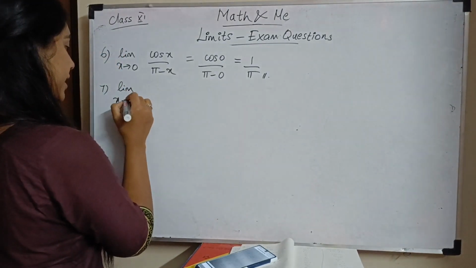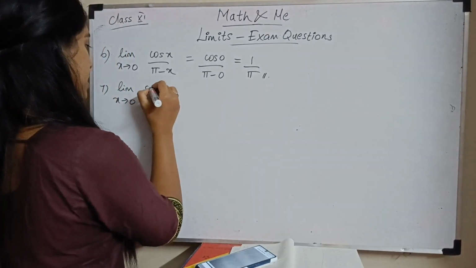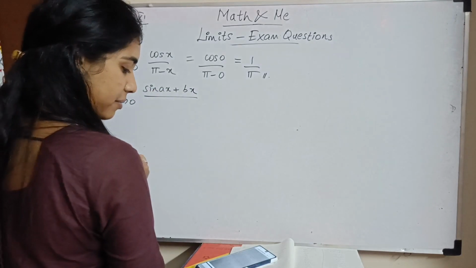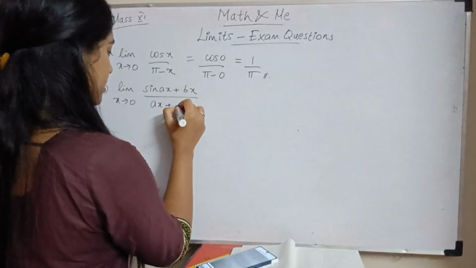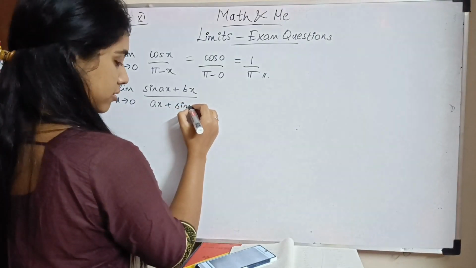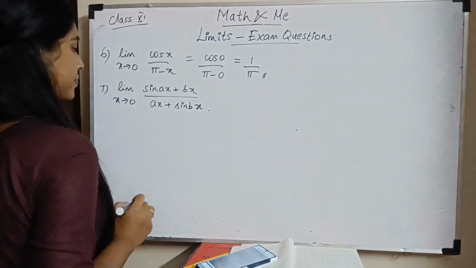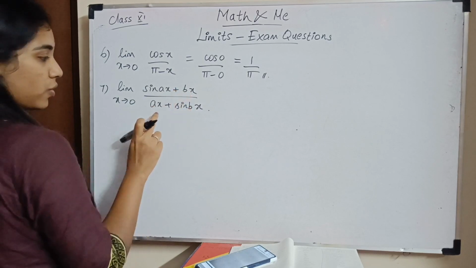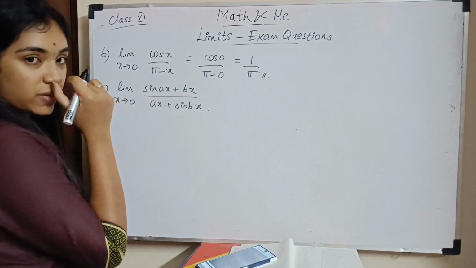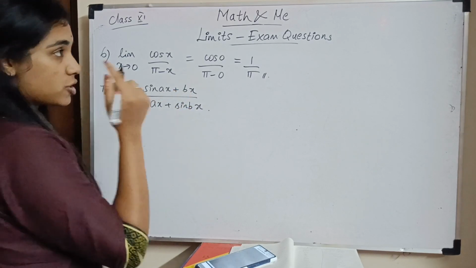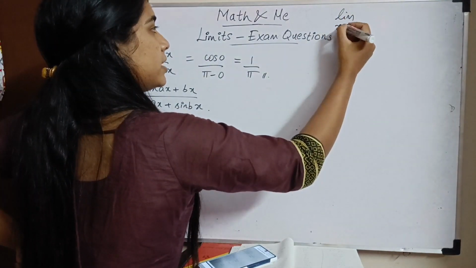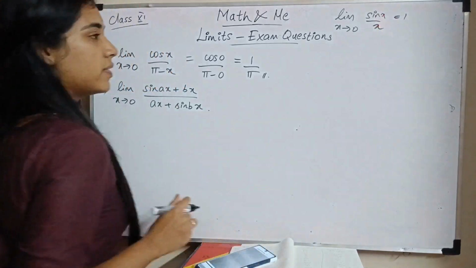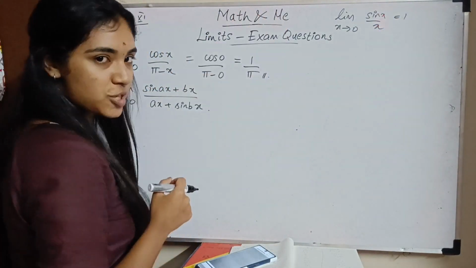Next question. Limit x tends to 0 of sin ax plus bx divided by ax plus sin bx. So if we substitute 0, what happens? Sin 0 is 0, here also 0. A into 0 is 0, here also 0. So 0 by 0 is not defined. So what theorem do we know? We know that limit x tends to 0 of sin x by x is equal to 1. So we should try to change the given question to somewhat this form.